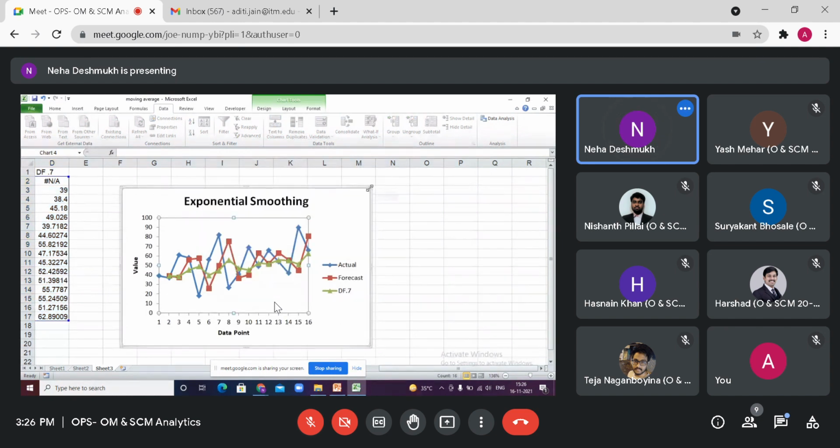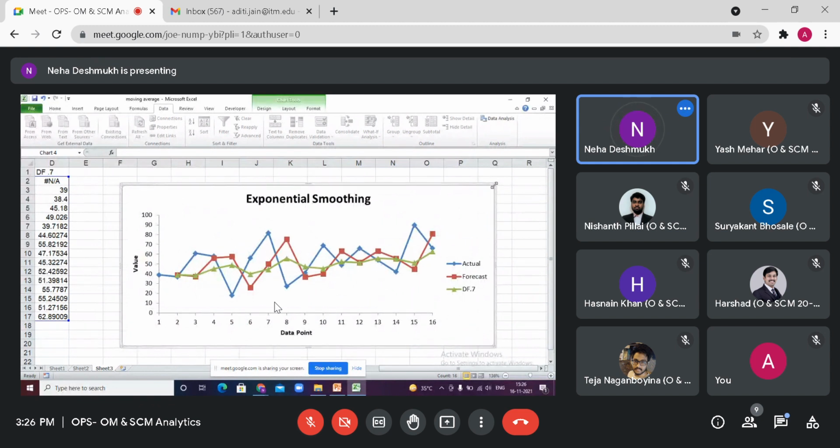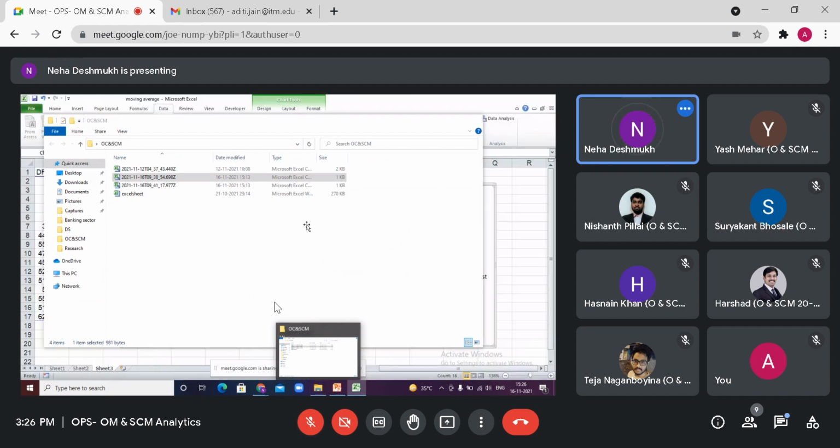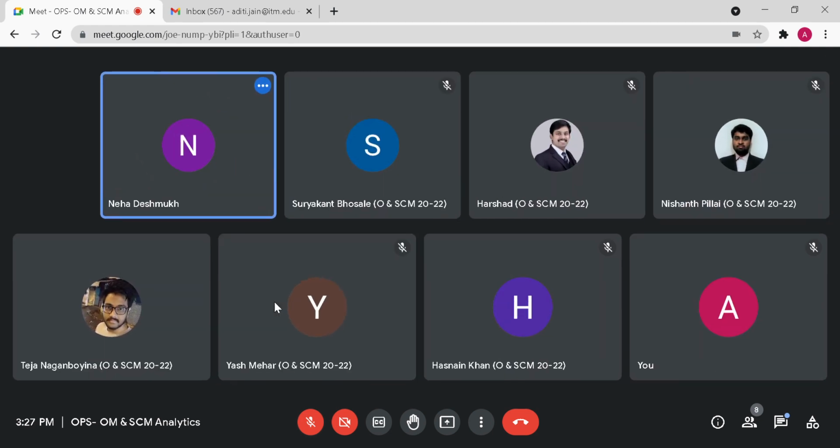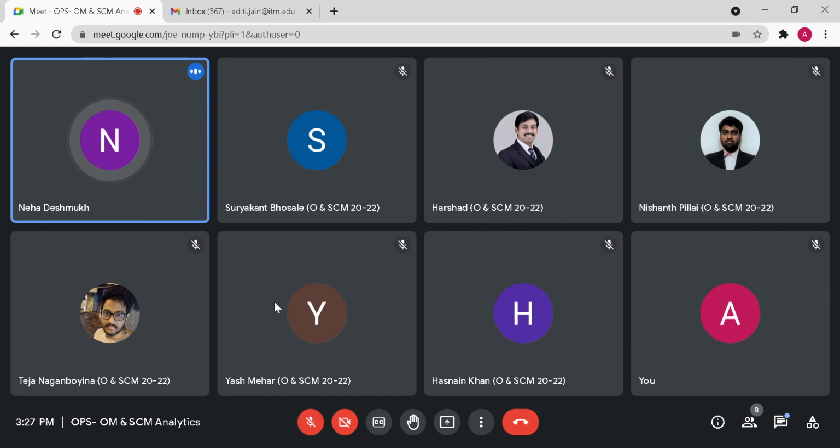See, right? The blue one is the actual data, the maroon one is the forecasted data: forecast 1 with the damping factor 0.2, forecast 2 with the damping factor 0.7, right? Is this clear? Yes, ma'am. Any doubt, any query? No, ma'am. Is this clear?